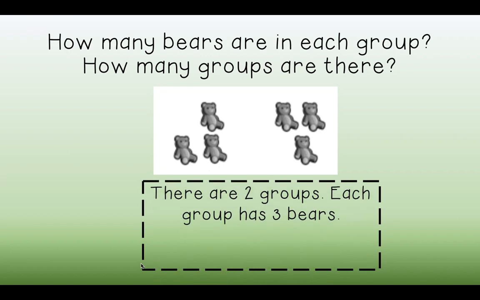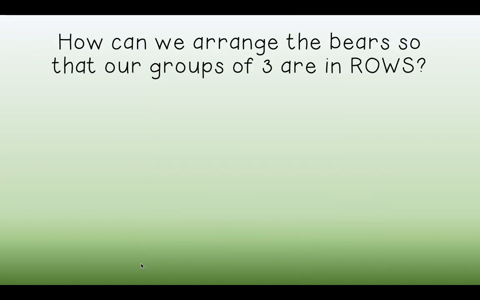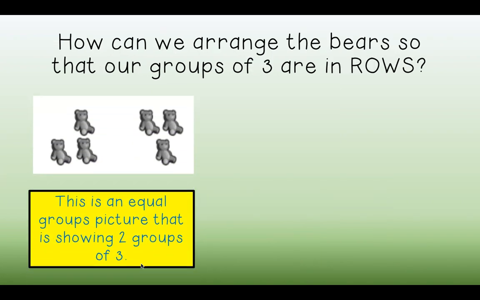So there are two groups. Each group has 3 bears. So there are 2 groups of 3. So how can we arrange the bears so that our groups of 3 are in rows? So right now, this is an equal groups picture that is showing 2 groups of 3.